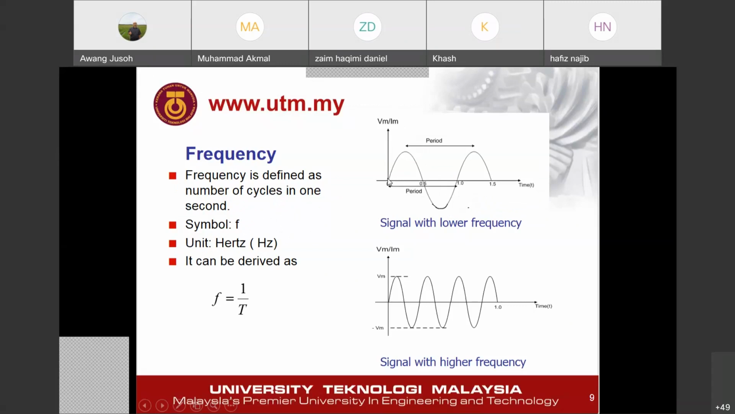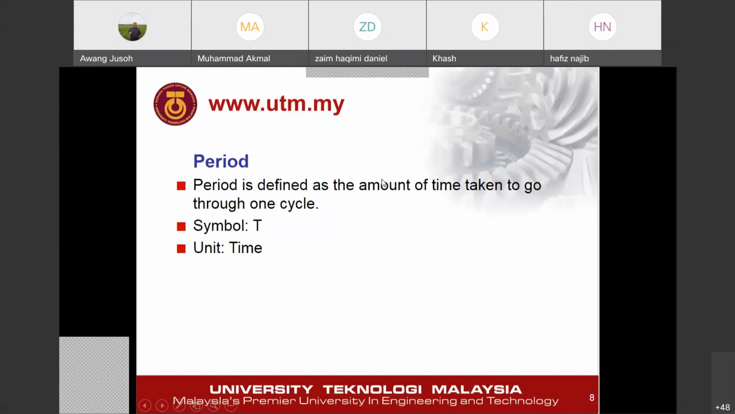We can take from 0 to 0 here, or from maximum positive to maximum positive. This represents one period, in time in seconds. Understand? The time required to complete one cycle is known as the period. You can take anywhere. You can start from 0 to 1 here, or from maximum positive to the next maximum positive. That is defined by the period. The symbol for the period is T.